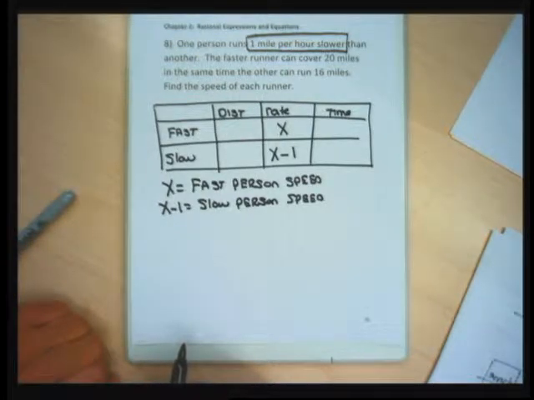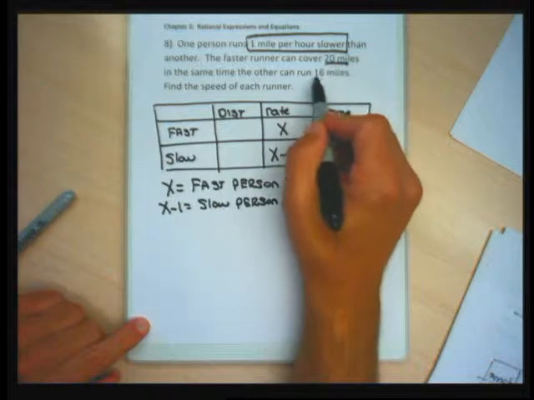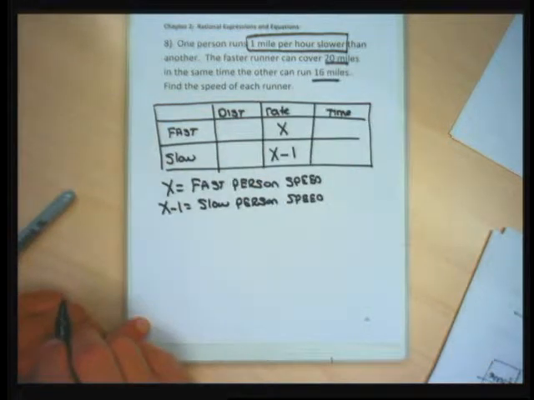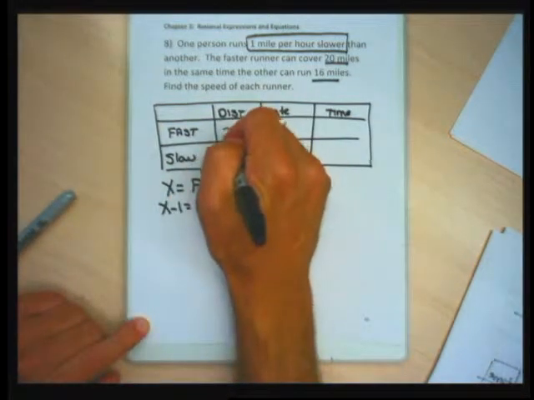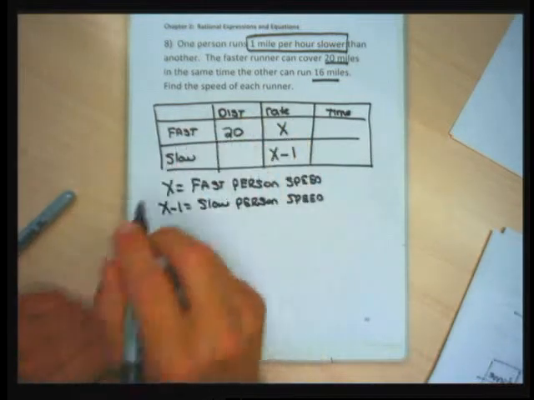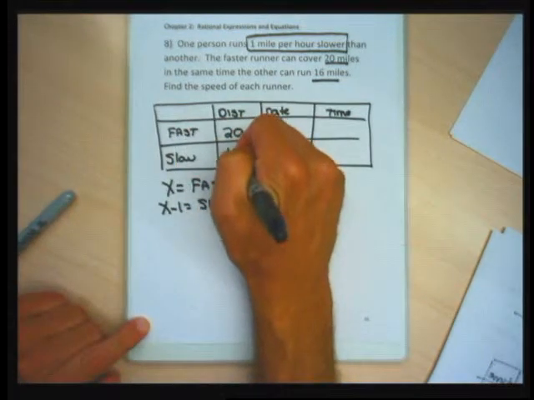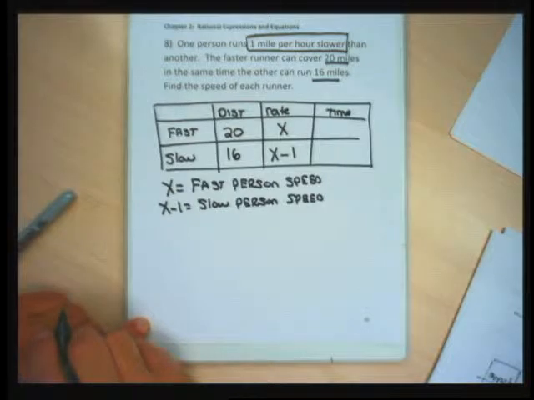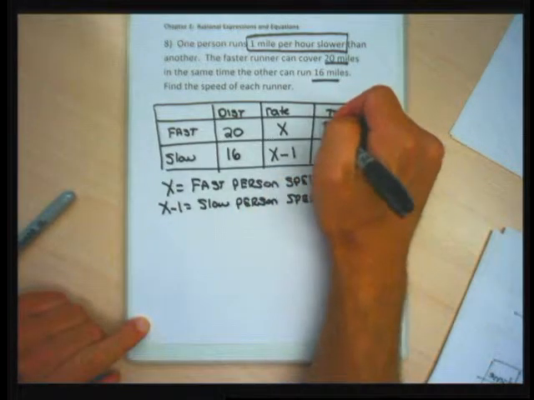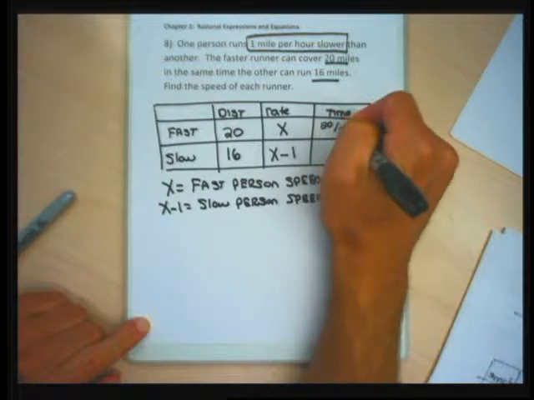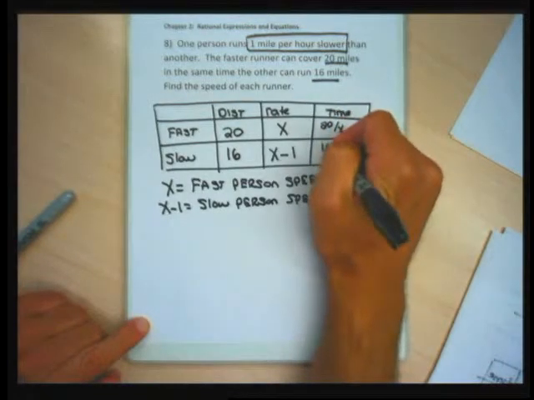There's two more numbers in the problem. Those stand for distances. I need to get those in the appropriate distance spot. The 20 miles and the 16 miles are distances. The 20 miles is the distance the faster person ran. The 16 miles is the distance the slower person ran. Once I get the distance and rate box, I'm basically done, because I divide distance divided by rate to get the time box.